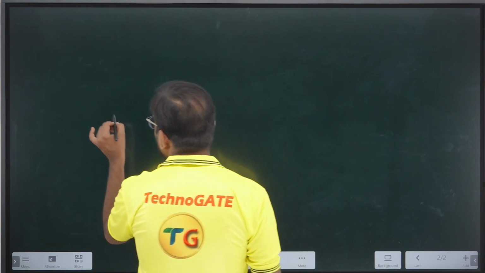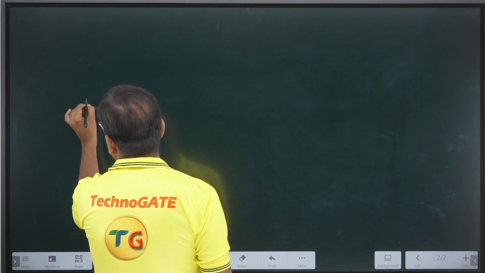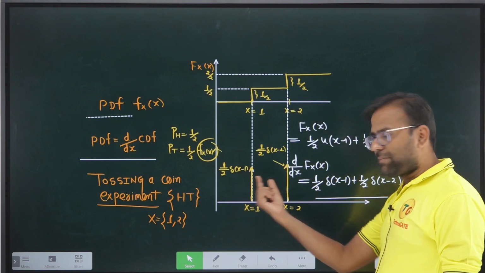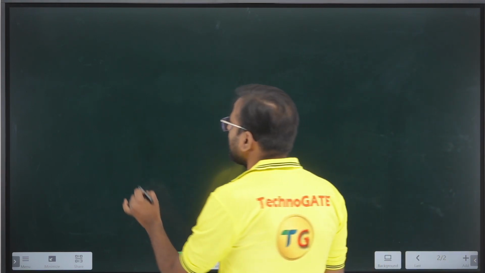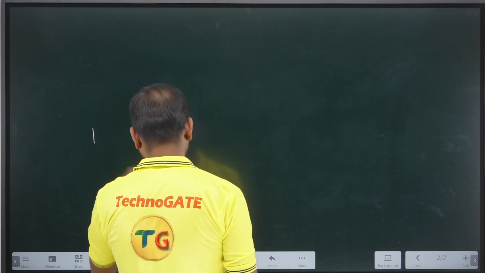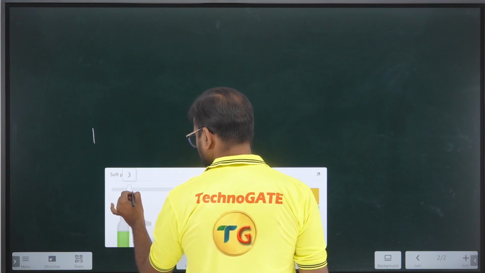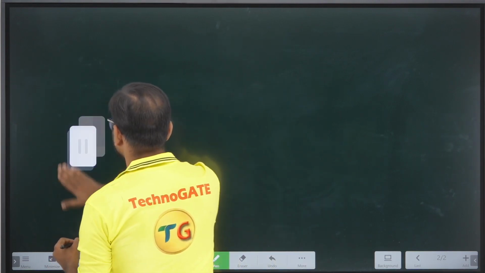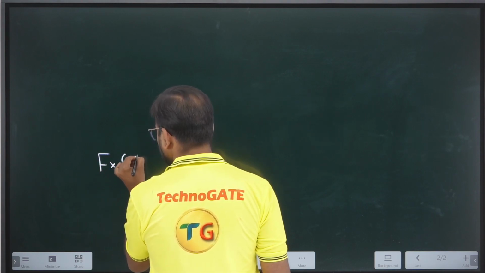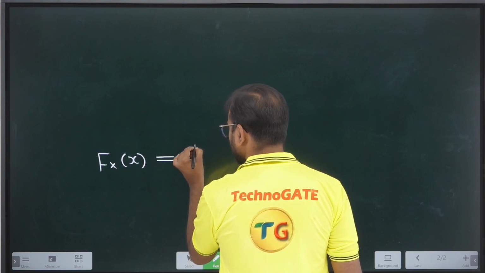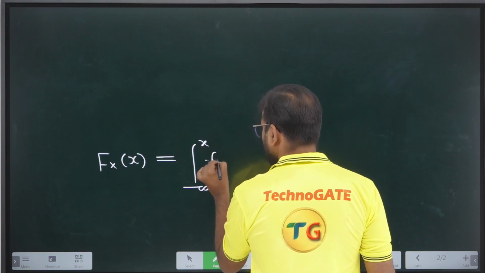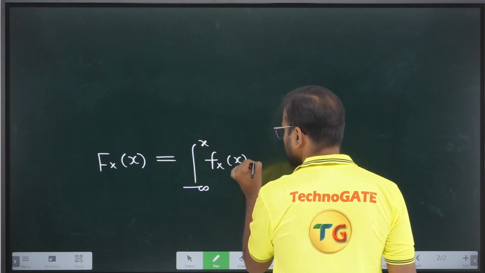So what I can say, the total area under the curve is what? 1 by 2 plus 1 by 2 is 1. So you can say the CDF FX of x equal to the integral from minus infinity to x of fX(x) dx.